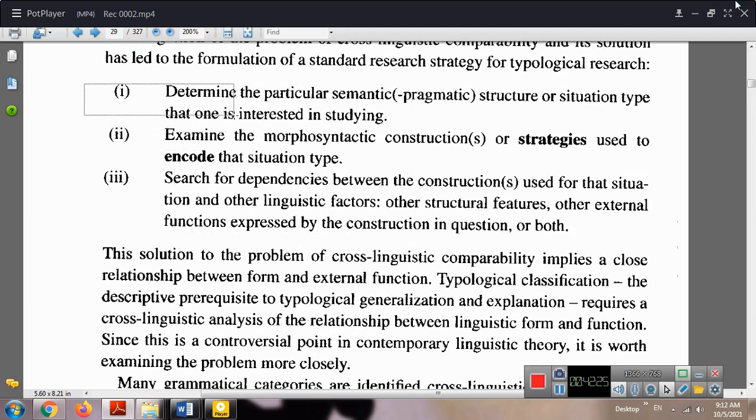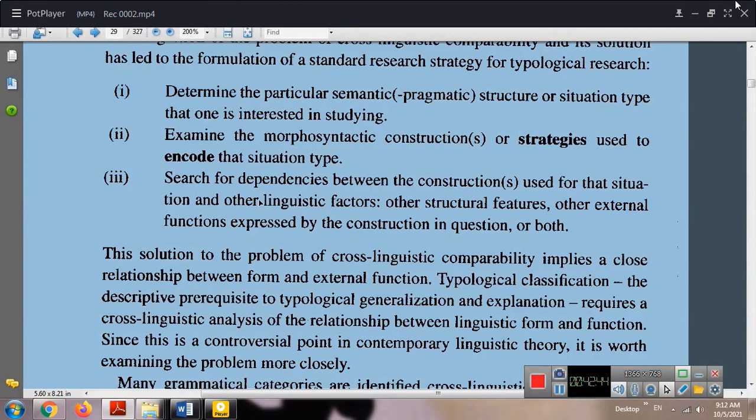1. Determine the particular semantic or pragmatic structure or situation type that one is interested in studying. 2. Examine the morphosyntactic construction or strategies used to encode the situation type. 3. Search for dependencies between the constructions used for that situation and other linguistic factors, other structural features, other external functions, or the function expressed by the construction in question, or both.